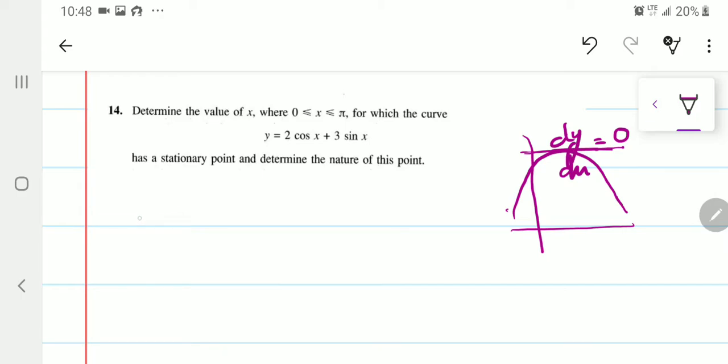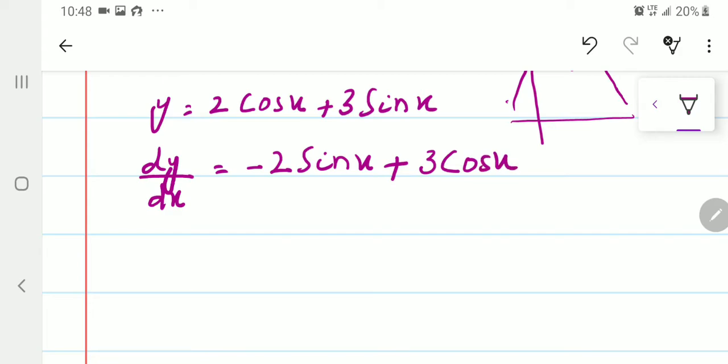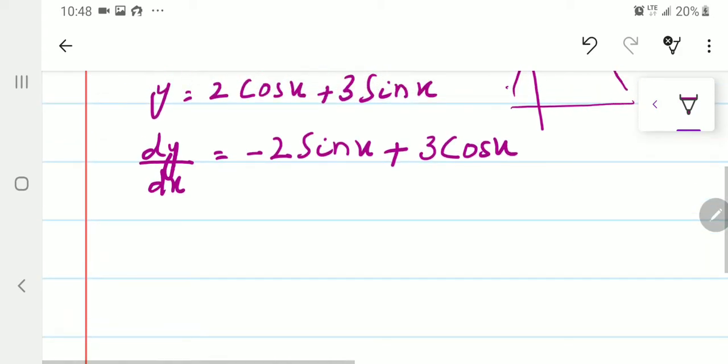So first of all we will differentiate the given equation, that is y equals 2 cos x plus 3 sin x. I am going to differentiate, dy upon dx. You know the differential of cos x is minus sin x, so it will become minus 2 sin x, and the differential of sin x is cos x, so it will be 3 cos x. So we have differentiated the given equation.